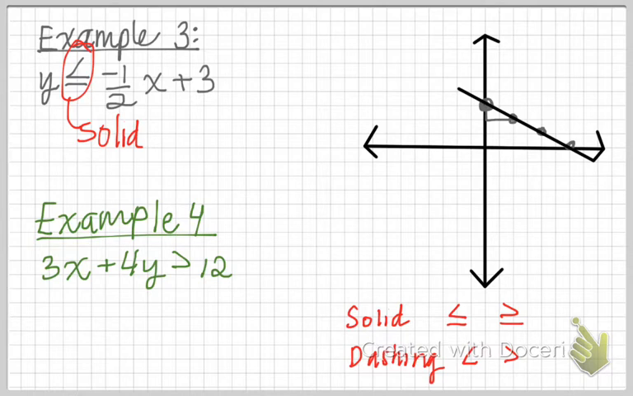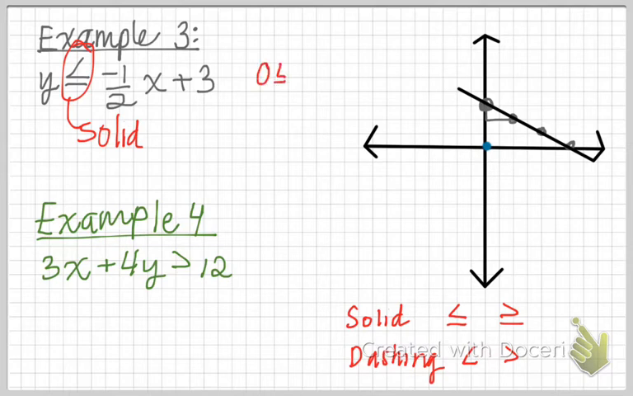So the key here is you have to plug in a point on one side of the line and see if it makes the inequality true. A great point to pick is always the origin, right? Because that's just the point (0, 0). So if we plug (0, 0) into our inequality, what happens?